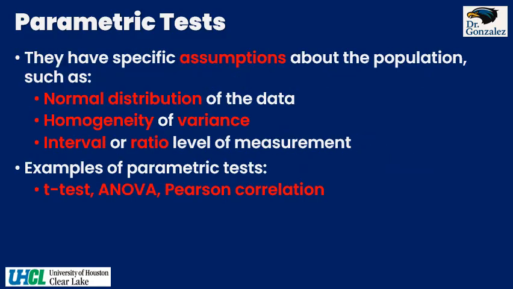The problem is they have strings attached. They make certain assumptions about the data. They assume that the data is normally distributed. They assume that the data is measured on an interval or ratio scale, and they assume homogeneity of variance. It means the variances are equal across the groups. Examples of those would be t-tests, ANOVA, Pearson correlation.